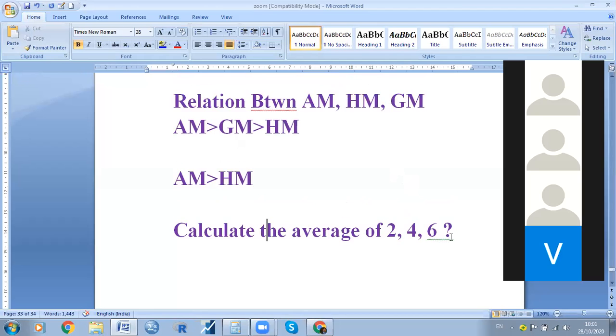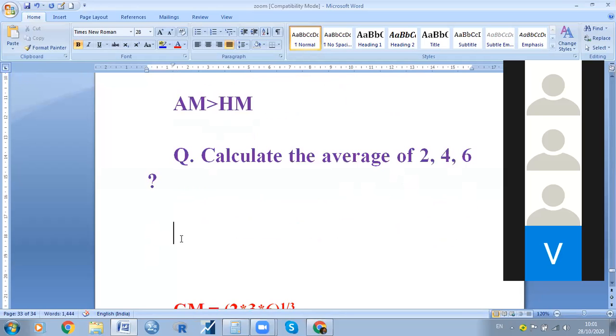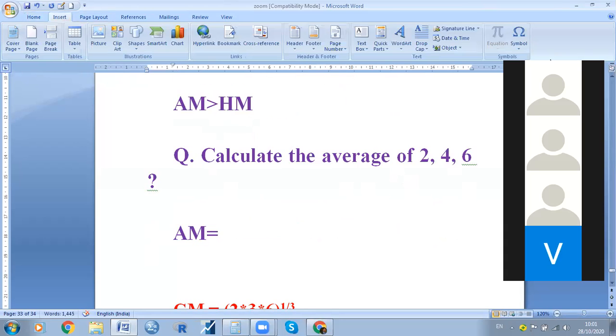As we discussed, the relationship between the arithmetic mean, harmonic mean, and geometric mean. For example, the question will come like this: calculate the average of 2, 4, 6. When you are calculating the arithmetic mean, the formula is sigma x by number of observations, that is, sum of x by n.